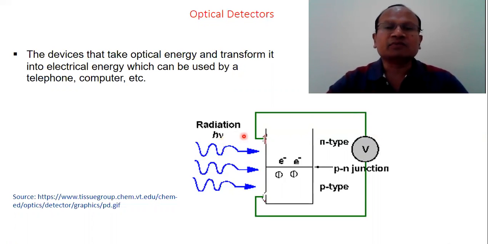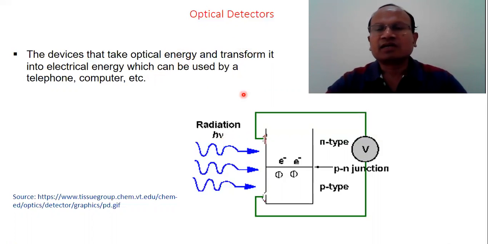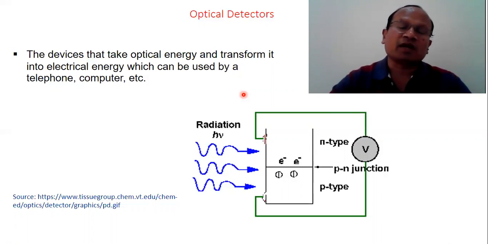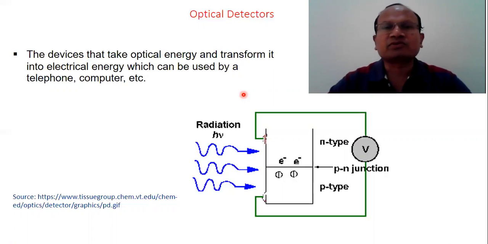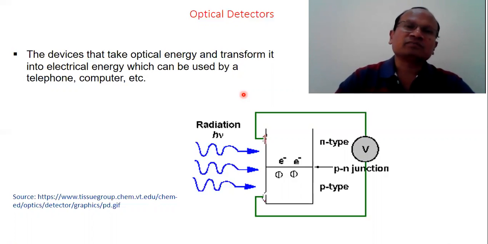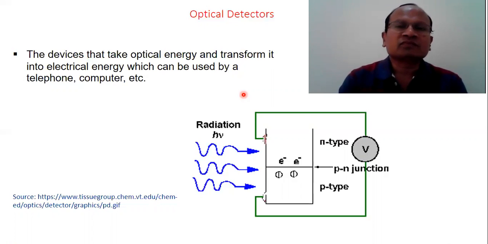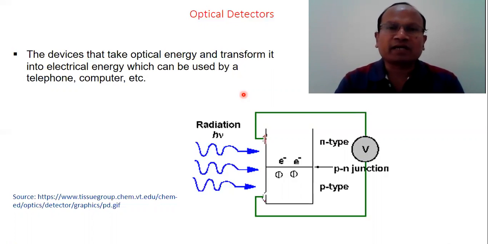E equals h nu: the energy with which the photons are incident is h nu, where h is Planck's constant and nu is the frequency. So the devices which receive optical energy and convert it into electrical energy are all optical detectors, or optical receivers. The electrical signal can then be used in telephones, computers and other devices which need the light signal back in electrical form. So what is important here is that the input is light and the output is electrical.